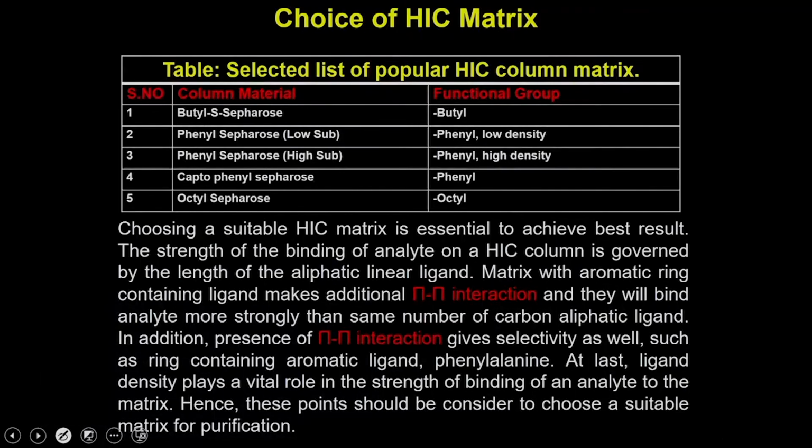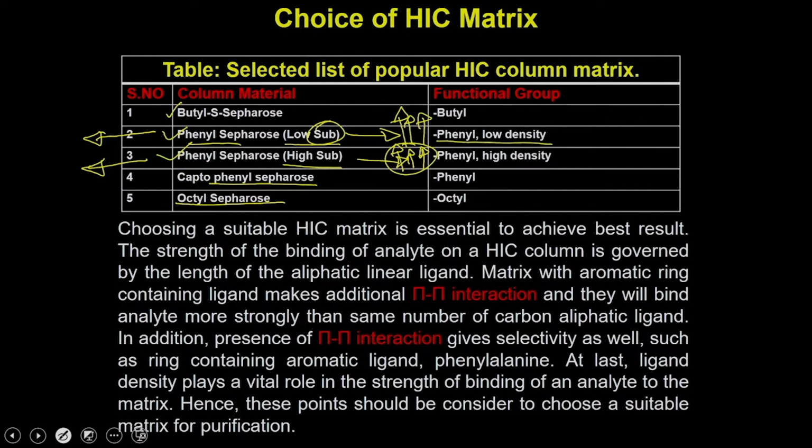There are different types of matrix that you are going to use. You have the butyl sepharose, the phenyl sepharose low substituted, the phenyl sepharose high substituted, the phenyl sepharose, and then the octyl sepharose. What is meant by low substituted or high substituted is that here you have a high amount of the phenyl groups attached to the sepharose beads, whereas here you have much higher substitution of the phenyl group than the low substituted, which means the affinity for the low substituted is going to be lesser compared to the high substituted.